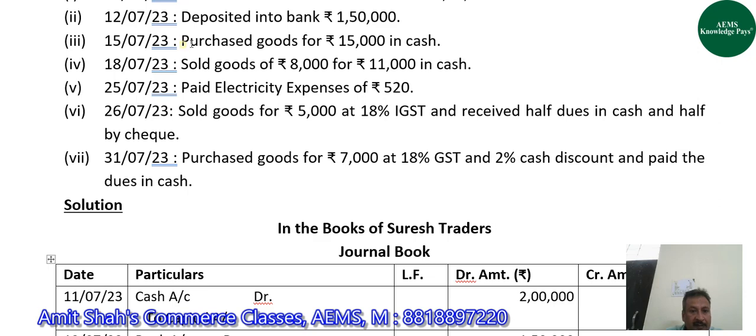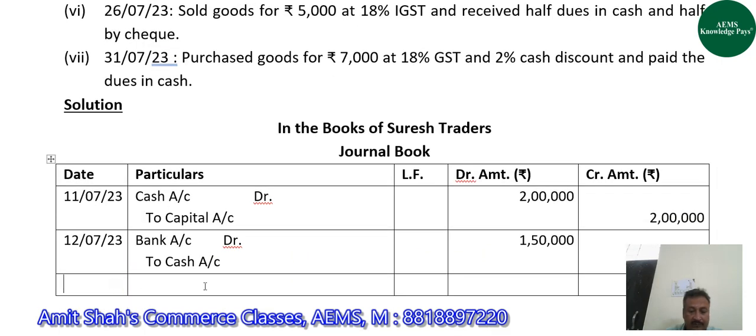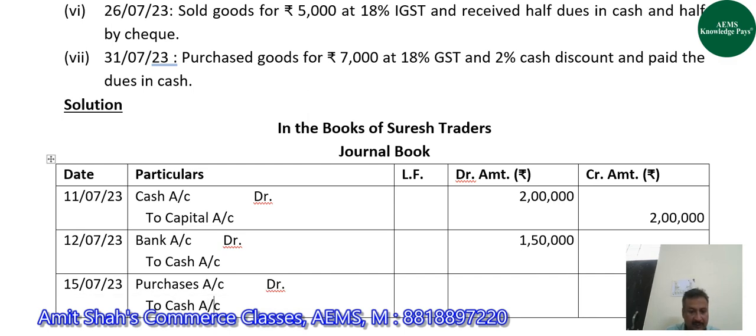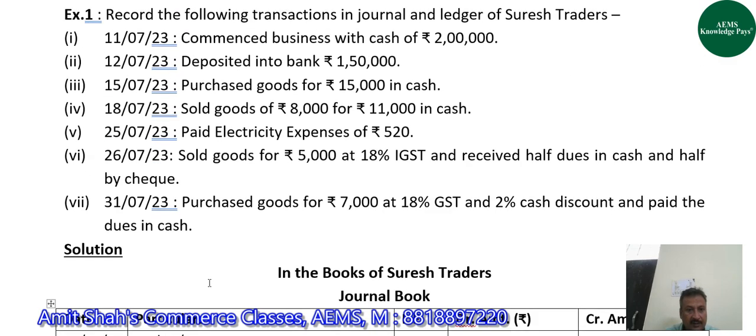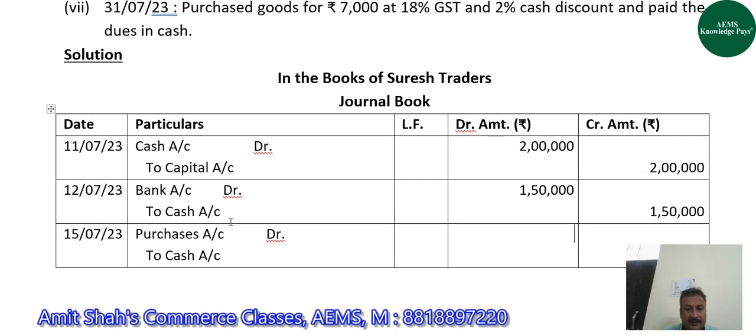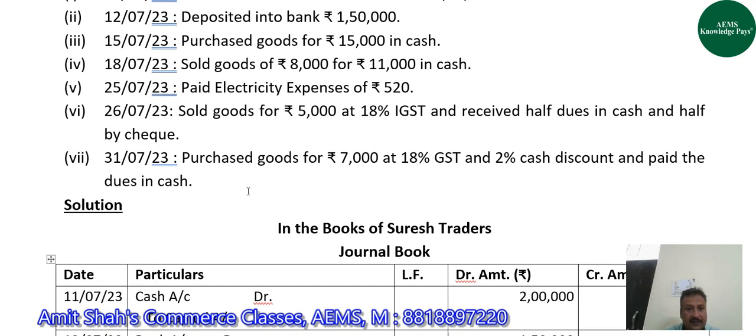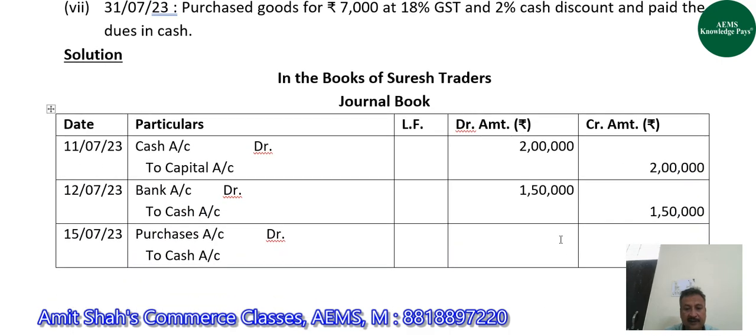On 15th July, we purchased goods of rupees 15,000 in cash. So purchase account debit to cash account. We have purchased it in cash, so cash will come here, right? With 15,000.